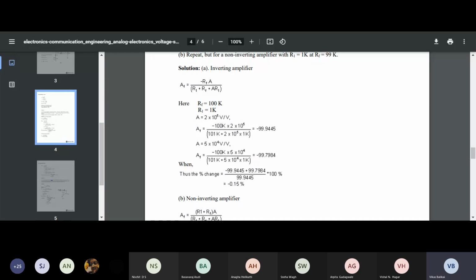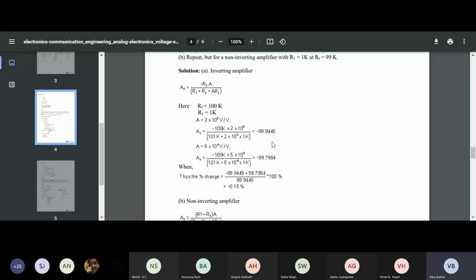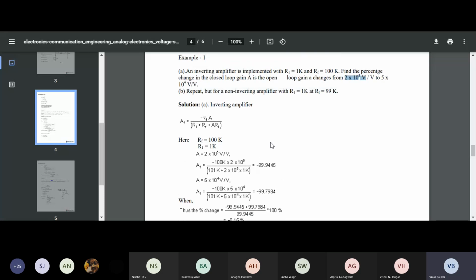The change was only 0.15 percent. So that is the reason why we go for a feedback amplifier. This is the problem to understand the concept of the feedback amplifier, and this is the result it has given me. So this is all about problem number 1.